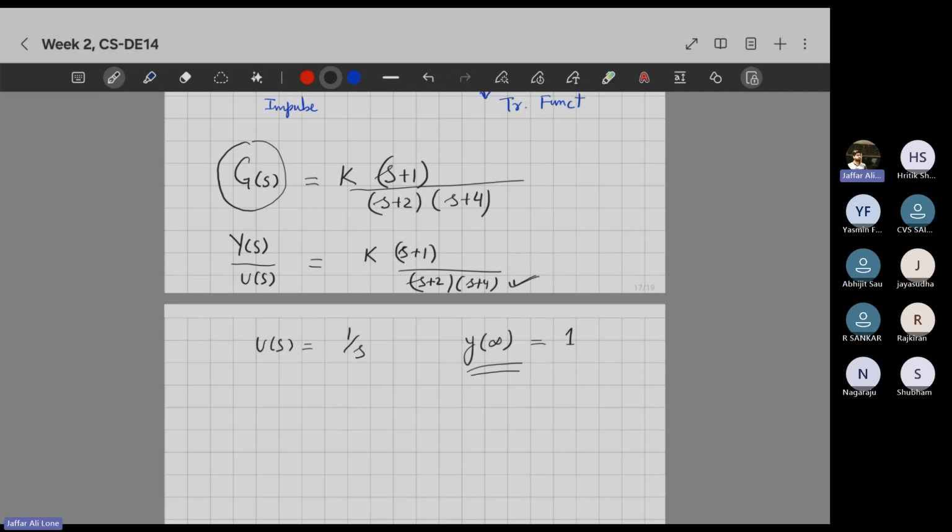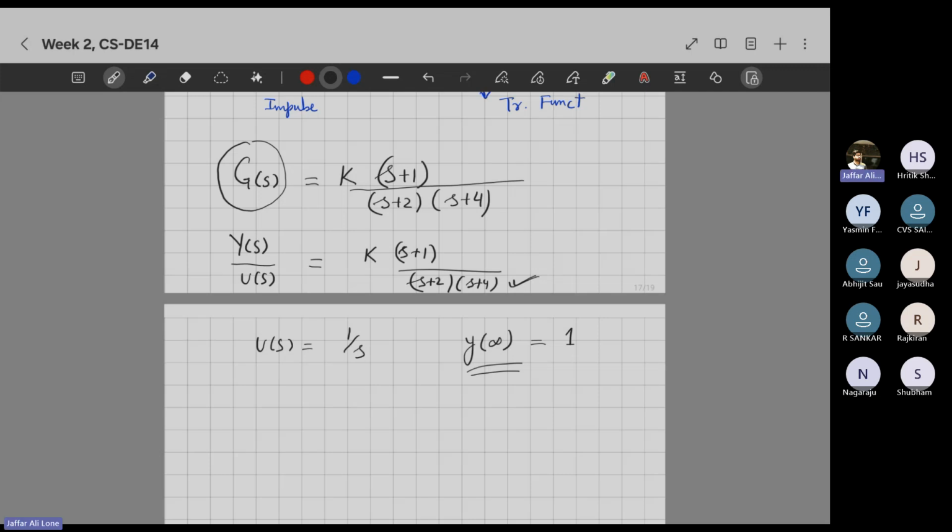The degree of the numerator will be less than the degree of the denominator. You will study why that is the case after some weeks. So let's come to the question.